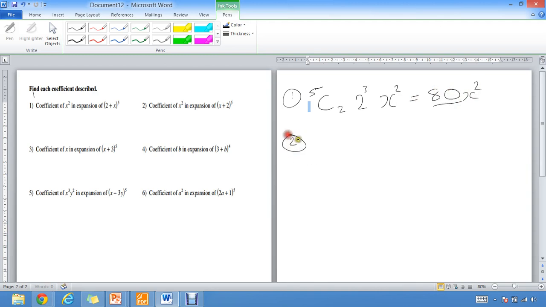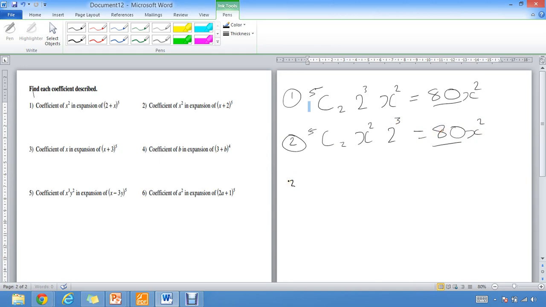Okay, so if you want to pause the video, you can try number 2, just apply this same skill. Now what you should have is, again, a bracket raised to the power of 5, so you've got 5C2, and we're looking for an x squared, so I put an x squared here, and then that leaves me with 2 cubed. So again, if I simplify that, 10 times 2 cubed will be 80x squared, so my final answer is 80. So the coefficient, the number before x squared, is 80.